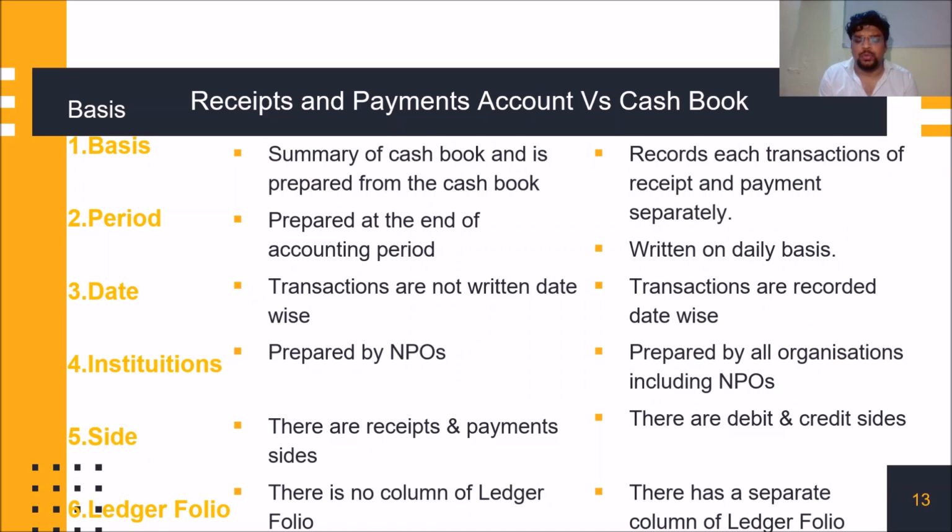Now ledger folio. We used to have a separate ledger folio column in the cash book, but in the receipts and payments account there is no such column. So these are a few differences between the receipts and payments account and the cash book. These can be asked in examinations for one marks and all.